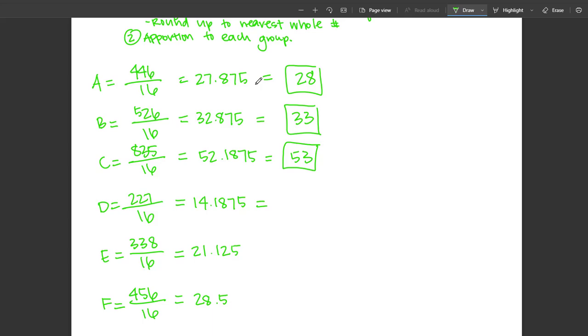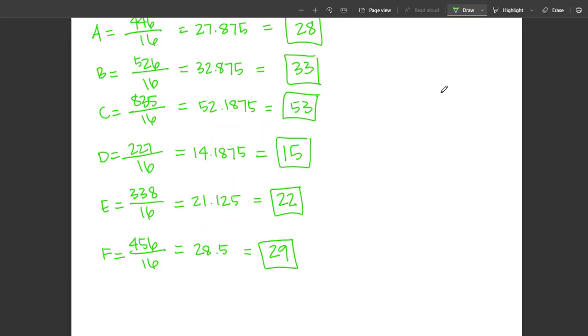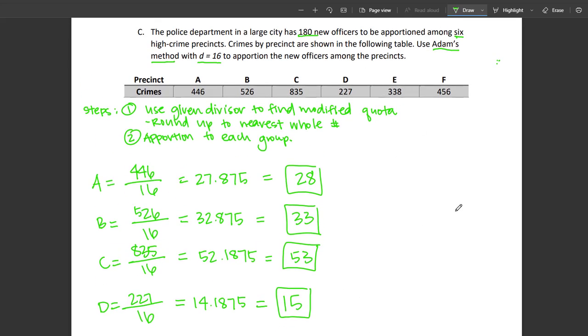D, we have 227 divided by 16 equals 14.1875. We're going to round up to 15. On E, we have 338 divided by 16. We get 21.125. It rounds up to 22. And then on F, we have 456 divided by 16 gives us 28.5, and we're going to round that to 29. We are then going to take all 6 of these and add them up, and we end up getting 180. And that is the number of police officers that we need, so we're good.